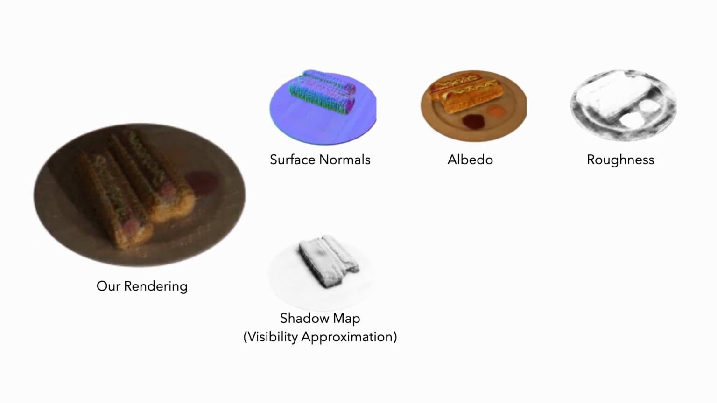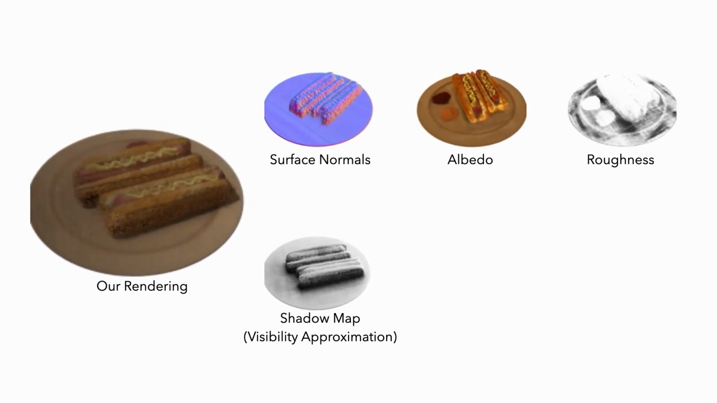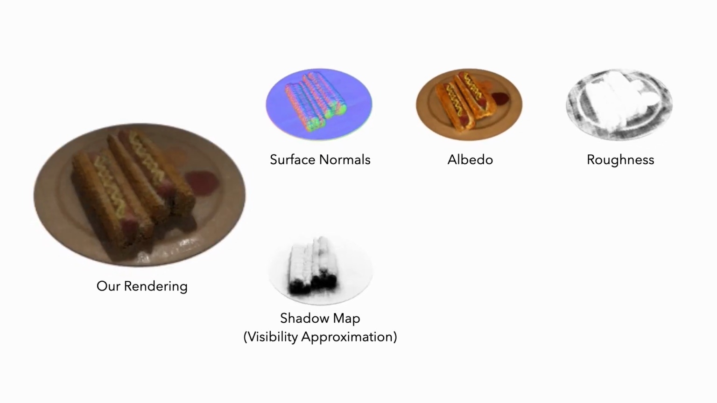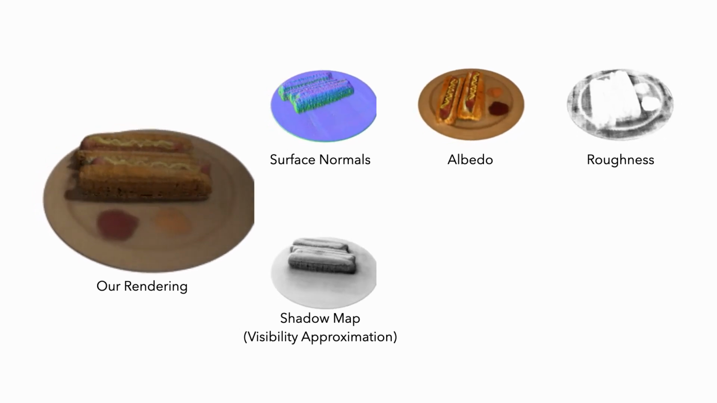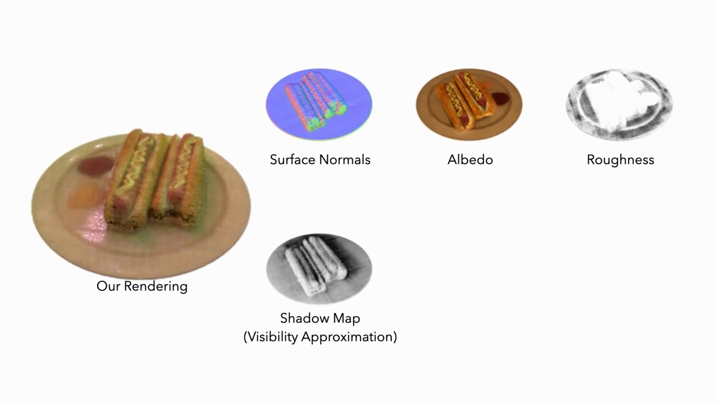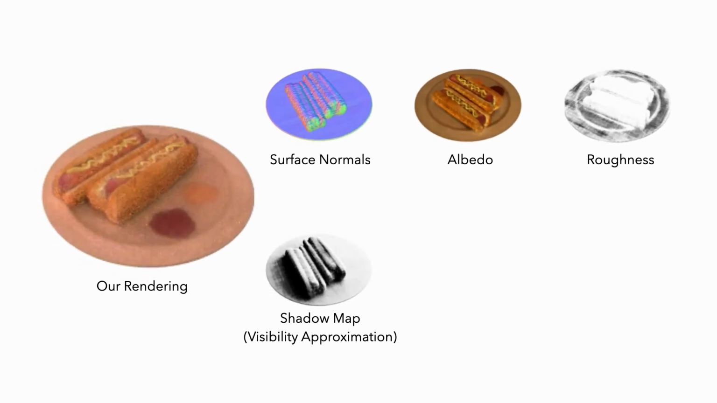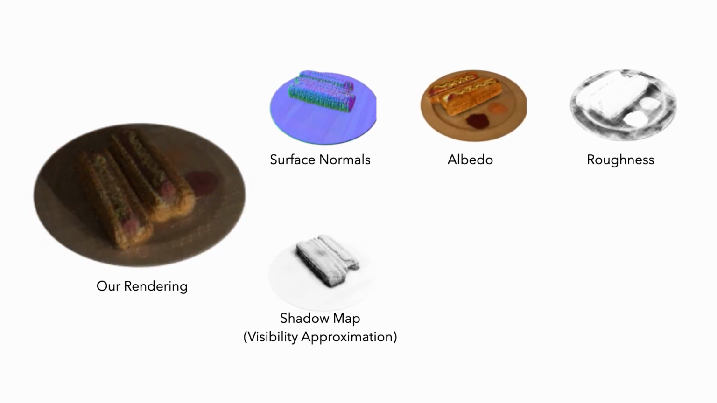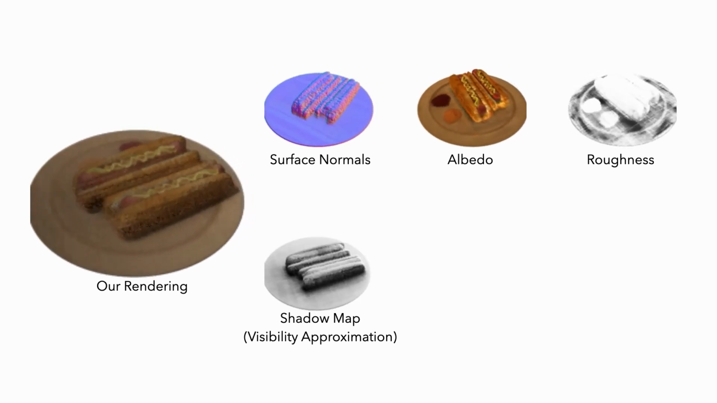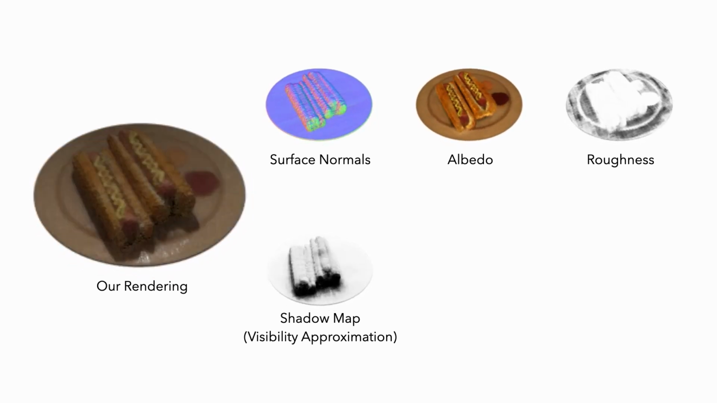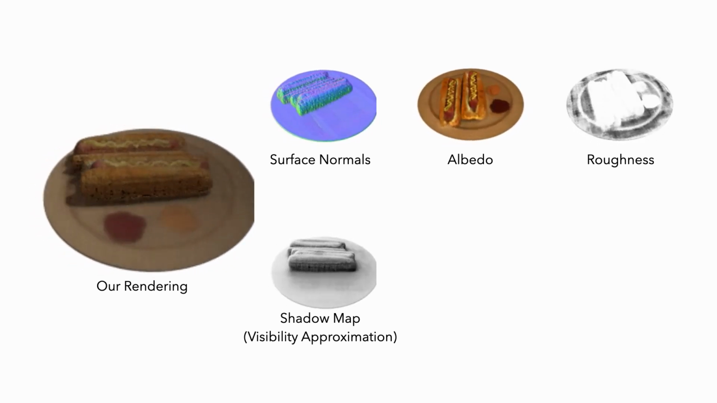And on the bottom row, we're visualizing our learned visibility approximation, and we're visualizing this as a shadow map for a smoothly moving point light position. And so this lets us inspect this approximation gap between our network approximated visibility that we use during training and the actual visibility that we use during testing, which will look more like the crisp hard shadows that we're seeing in our final renderings on the left.